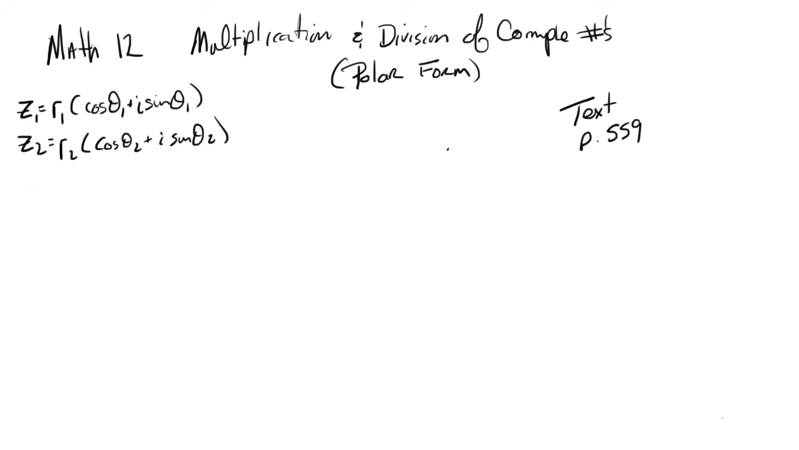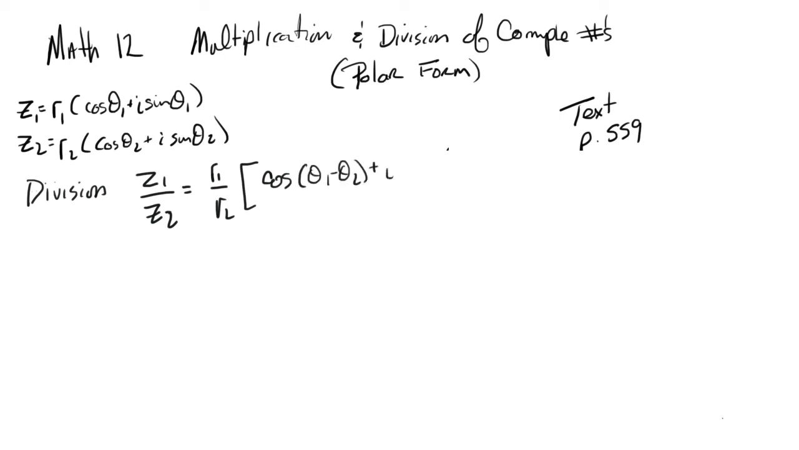So for division, let's write a little note, and we have a formula. For division, very similar. So z1 over z2. Now when I multiplied, I multiplied the r's and added the thetas. So what should we do with the r's and the thetas? Well, I'll divide the r's, and instead of adding, we subtract the thetas. So cosine theta 1 minus theta 2 plus I sine theta 1 minus theta 2.